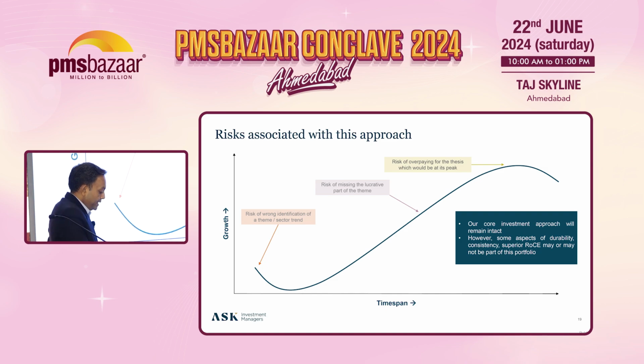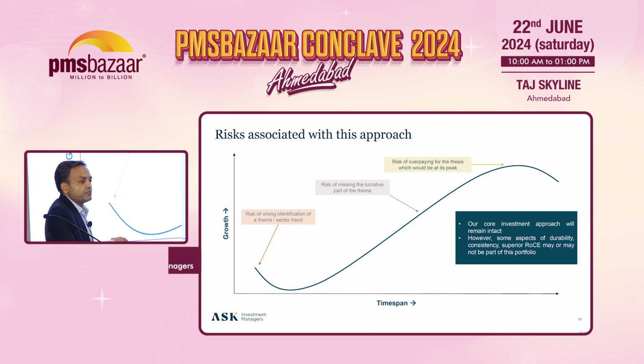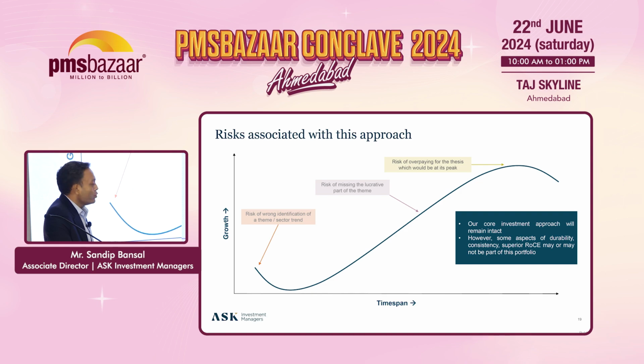So in this cycle, this journey, we don't think we are here also. We are perhaps somewhere here in our view. So there is maybe another 5 to 6 years to go, and we look at playing 2 to 4 out of this.